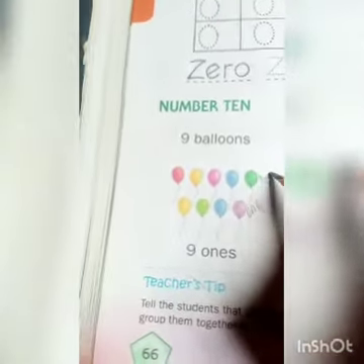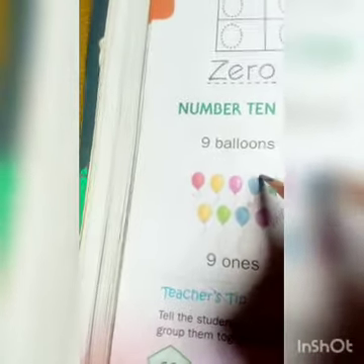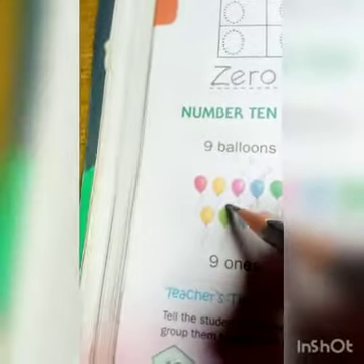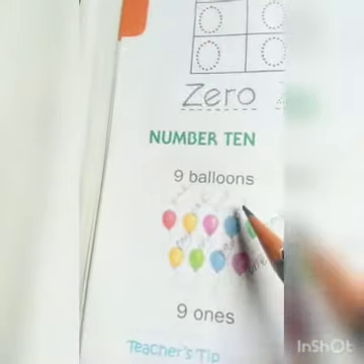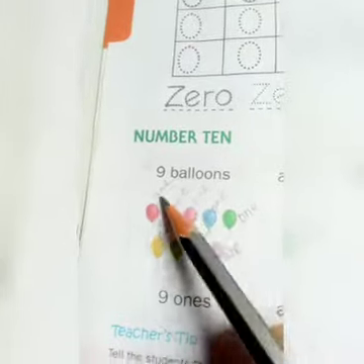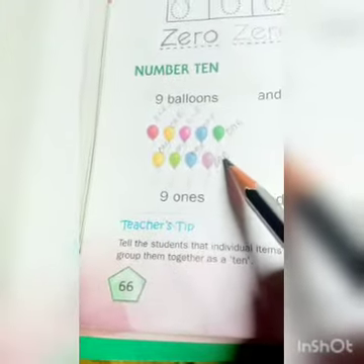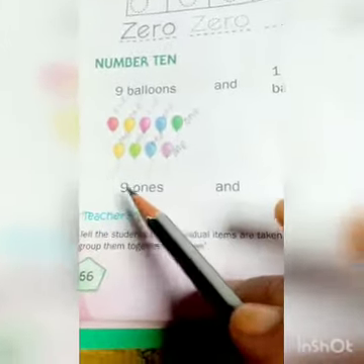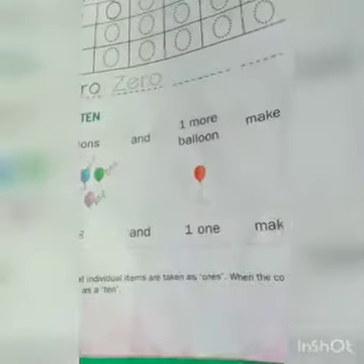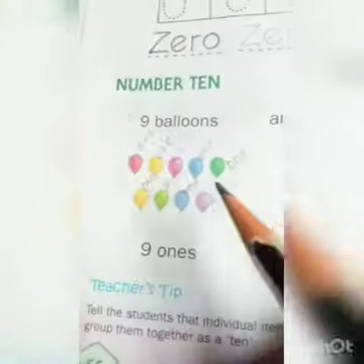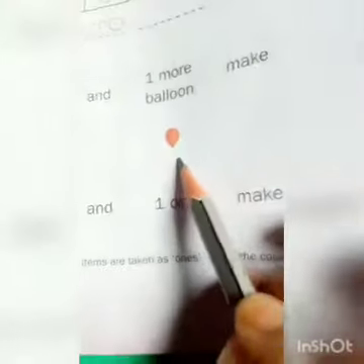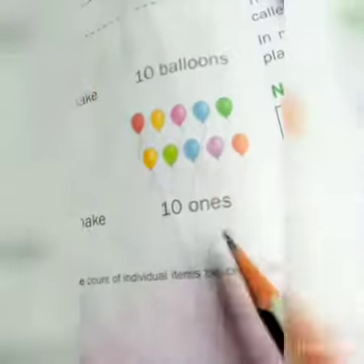Let's write them as ones. 1, 1, 1, 1, 1, 1, and 3 more left. 1, 1. How many ones are there? 1, 2, 3, 4, 5, 6, 7, 8, 9. So, how many ones are there? 9 ones. So we write it as 9 ones. And if you add 9 plus 1, how many? 10. So here it becomes 10 ones. If you count this together again, it makes 10 ones.